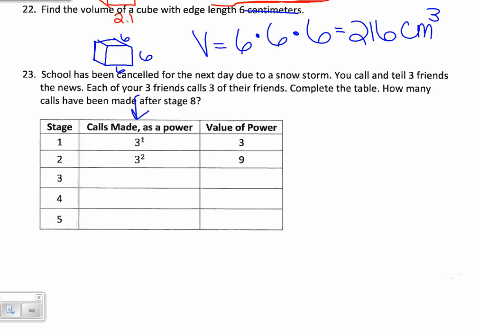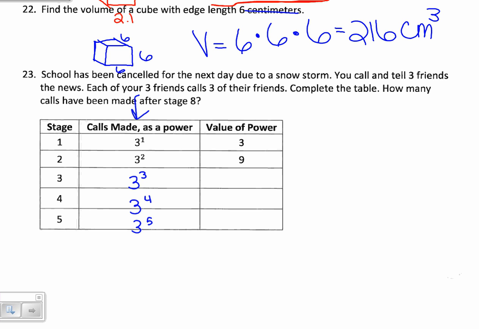So I see 3 to the first, then 3 to the second. So I'm seeing that my base both times is 3. So I'm going to assume that my bases are going to all be 3 down here also. Then I'm going to look at my exponents. My first exponent is 1, my second one is 2. If I follow the pattern, I'm going to have an exponent of 3, 4, and 5.